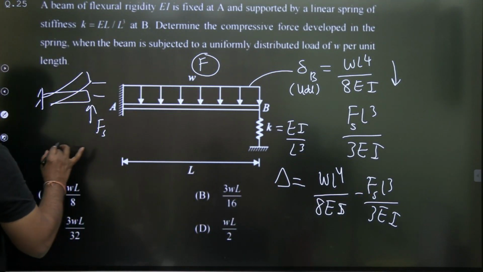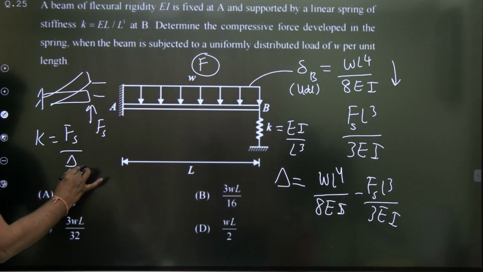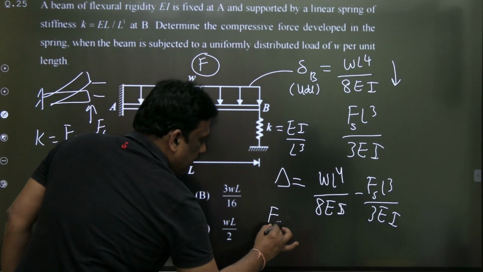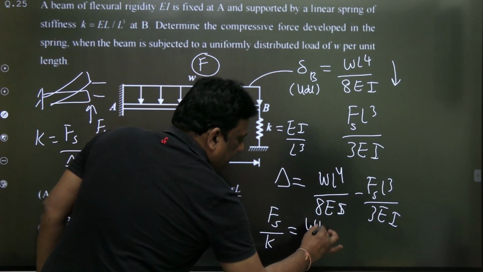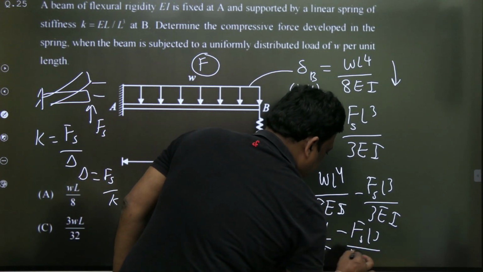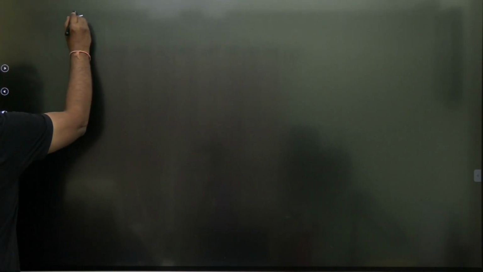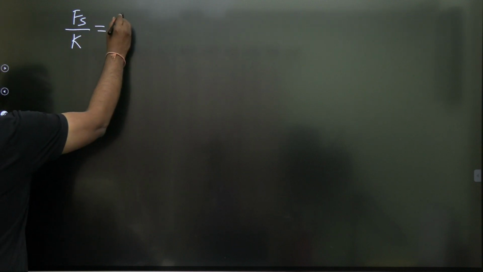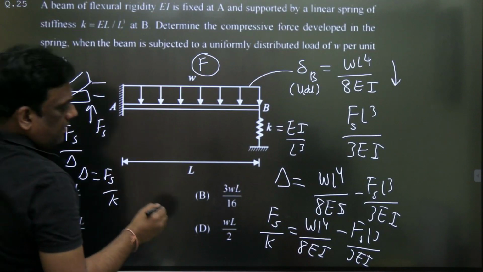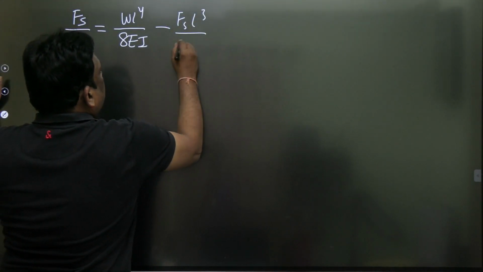Spring stiffness is given by spring force by deflection, so deflection is given by Fs by K. This delta can be written as Fs by K. So that is equal to WL power 4 by 8 EI minus Fs L cube by 3 EI. Wonderful. So let me go to the next slide. Fs by K is the deflection of the spring, equal to WL power 4 by 8 EI minus Fs L cube by 3 EI.